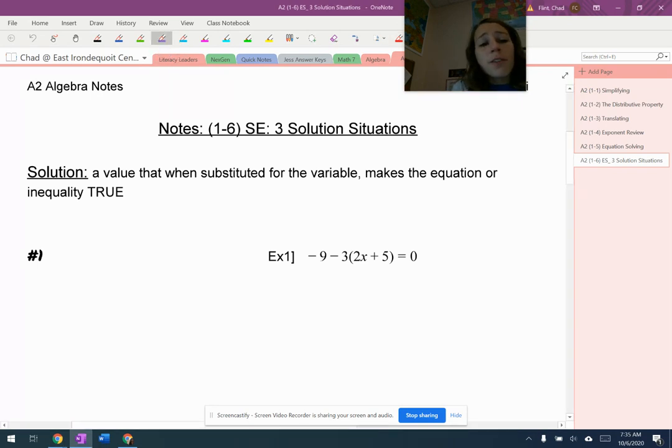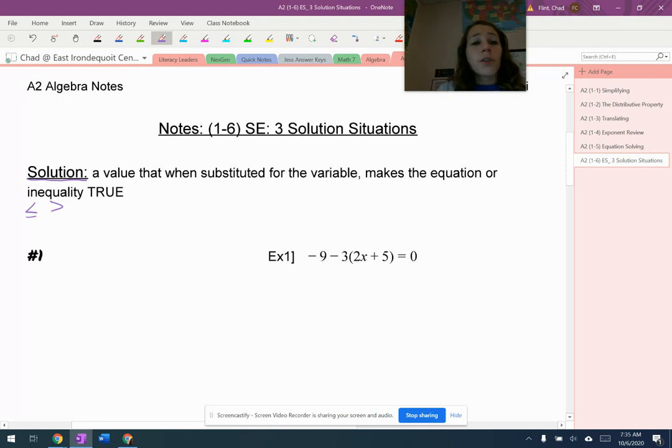So reviewing the definition of a solution: it is just a value that, when substituted in or plugged in for the variable, makes the equation or inequality true. Remember, when we're talking inequality, we're talking about those less than, greater thans, or equal tos as well.